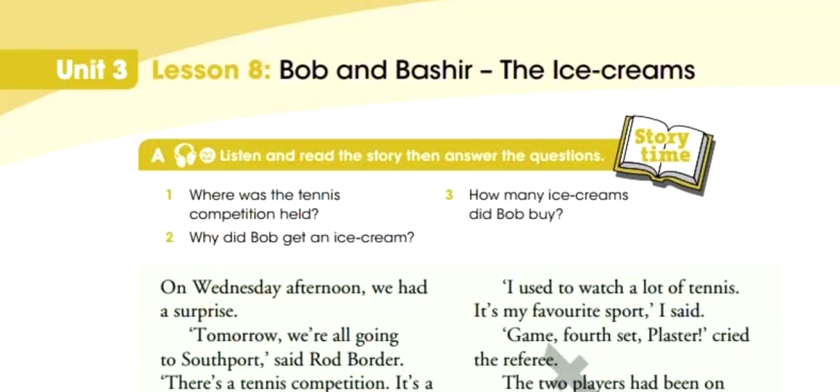Bob and Bashir in the first unit, we heard their story about them traveling to Australia, and then in the second unit we heard their story about going to the camp and the flying eggs, if you remember. And now we have a new story in unit 3, and it's about ice creams. Let's listen to it and then discuss it.